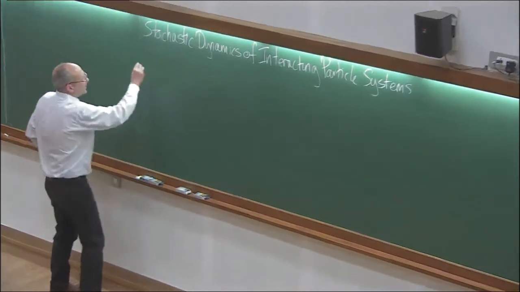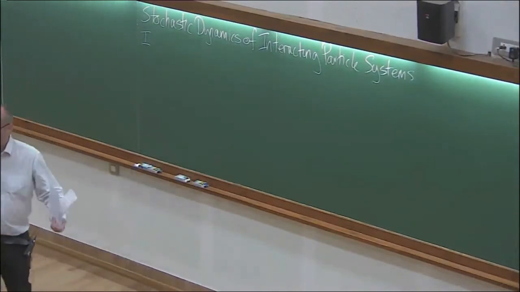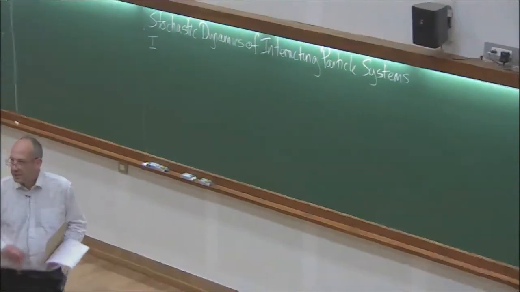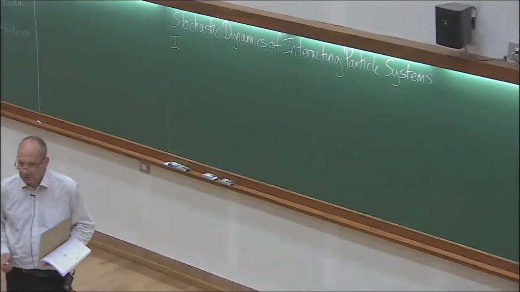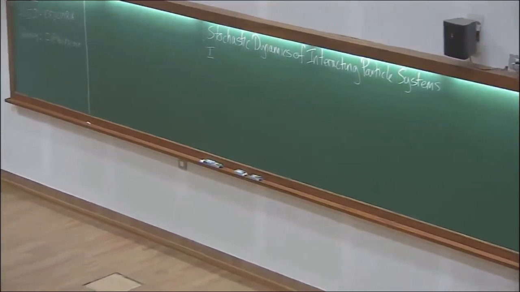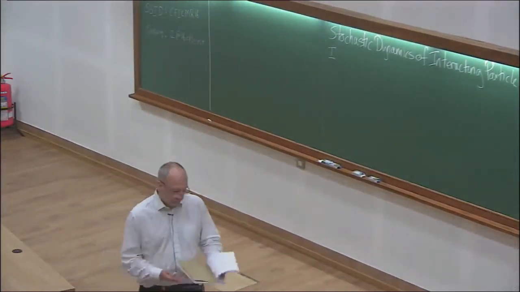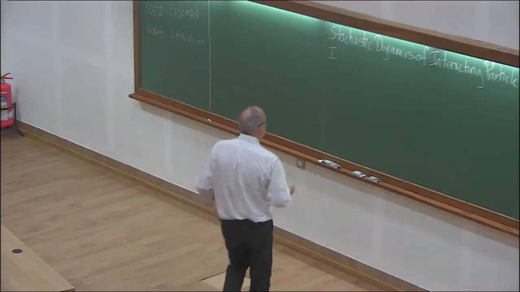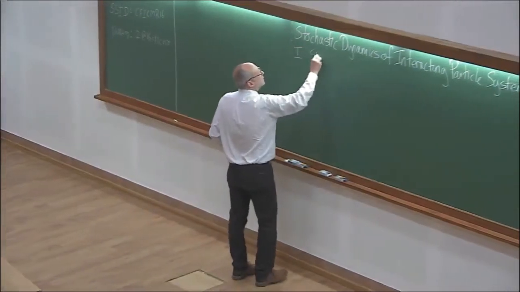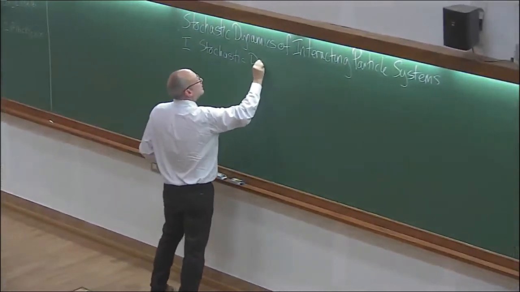So this is lecture 1. And in lecture 1, I'll outline the elements of what I mean by stochastic dynamics and the framework that I will use. And the framework that I will use is basically Markovian dynamics with transition rates. So I'll try and explain exactly what I mean by that. So this is an introduction to stochastic dynamics.